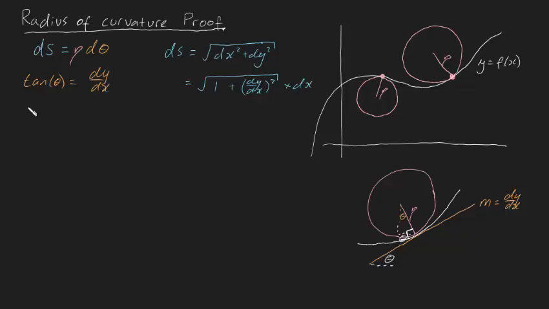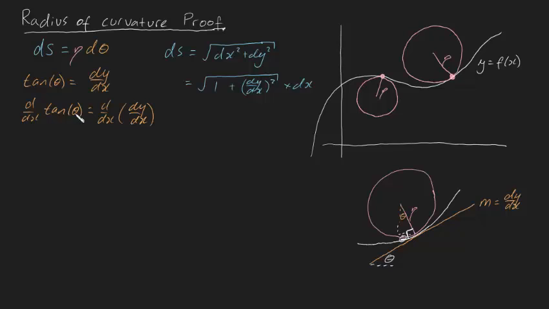I'm just going to write d dx of tan theta is going to be equal to d dx of dy dx. Now the right-hand side is pretty boring. That turns into your double derivative. But it's the left-hand side, which is going to be a little bit harder to work out.